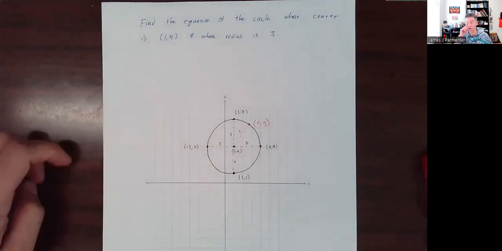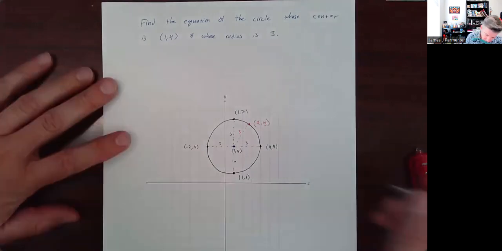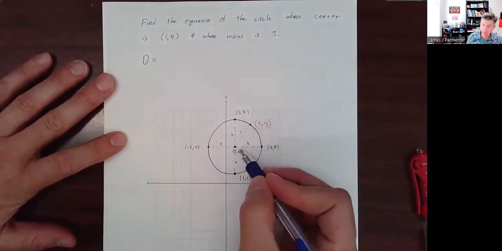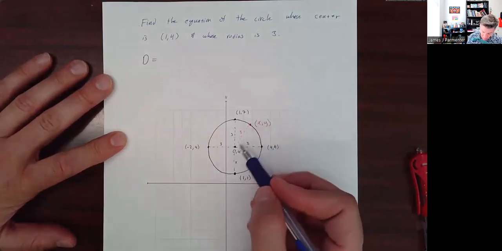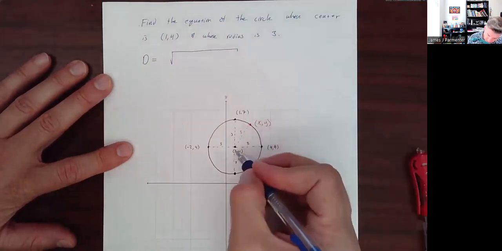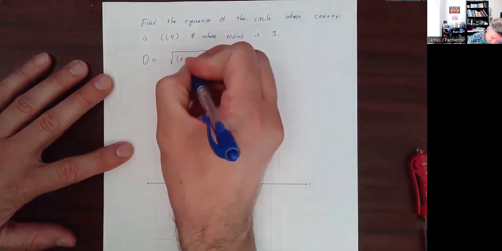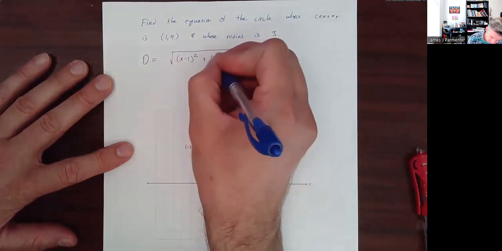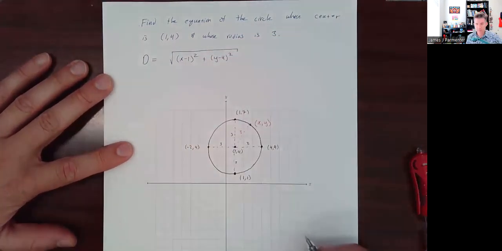Well, great. I know an equation for the distance. So I'm going to say the distance between this point and this point. Well, the distance equation for a point to a point is going to be the square root of x minus 1 squared, the difference in the x's squared, plus y minus 4 squared, the difference in the y's squared.